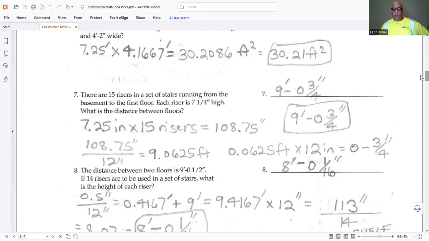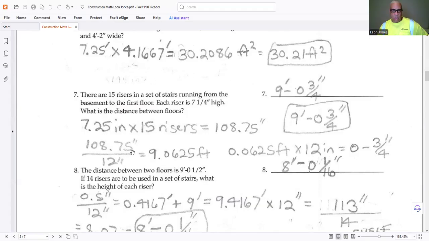Now, this is what we call a stair problem. There are 15 risers in a set of stairs running from the basement to the first floor. Each riser is 7 1/2 inches high. So what is the difference between the floors? Here's what I'm going to tell you. I took 7.5 inches times 15 risers, and I got 108.75 inches.